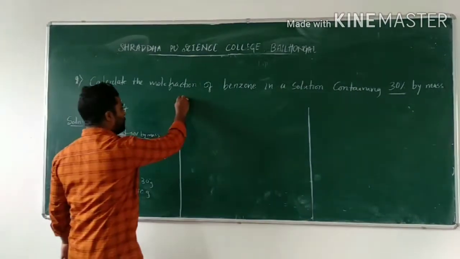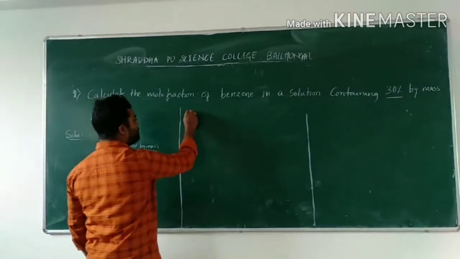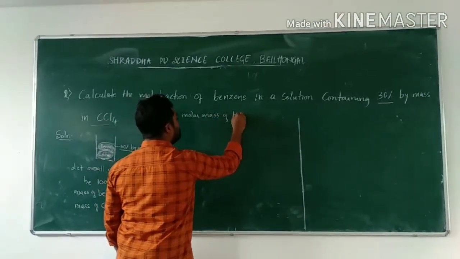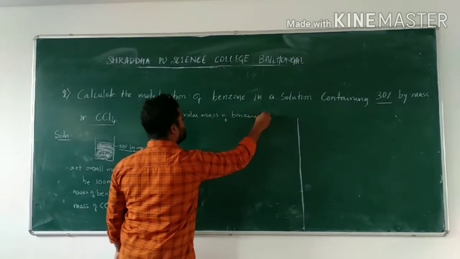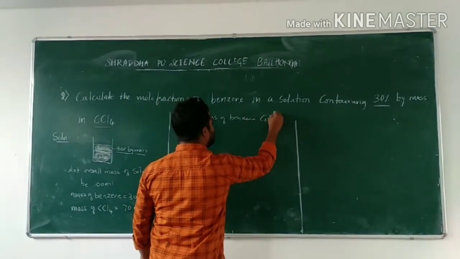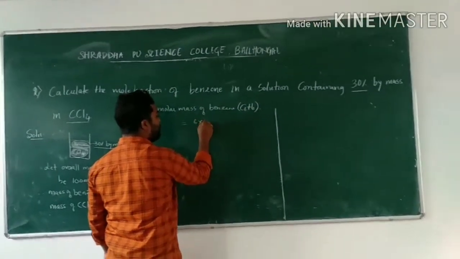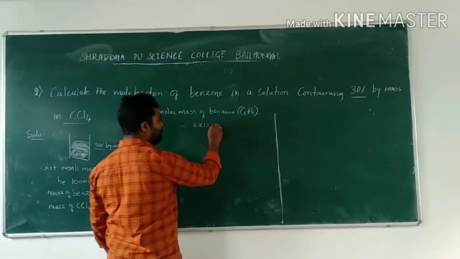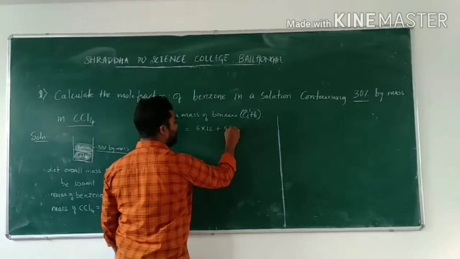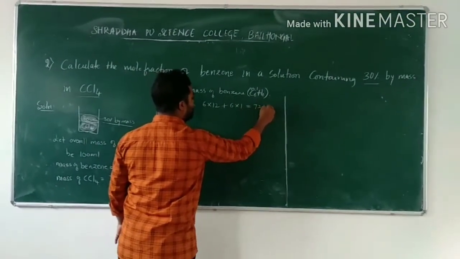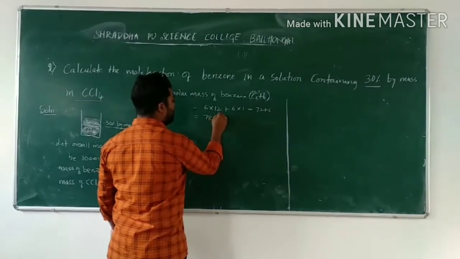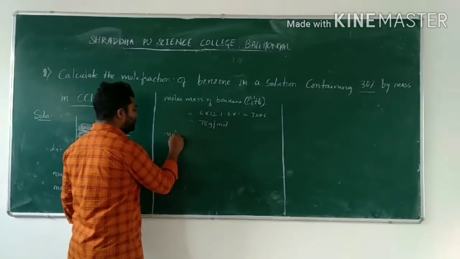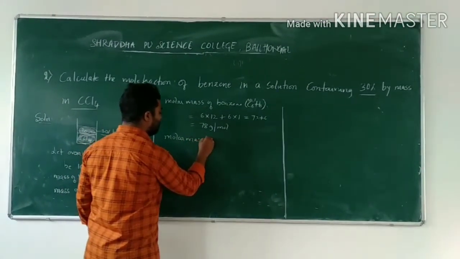Now let me calculate molar mass of benzene. You should know the formula is C6H6. So this is equal to 6 into 12, because 6 is the number of carbon atoms and 12 is the atomic mass of carbon, plus 6 hydrogen atoms into 1. So this is equal to 72 plus 6, that is 78 gram per mole. Same way, let me calculate the molar mass of CCl4.